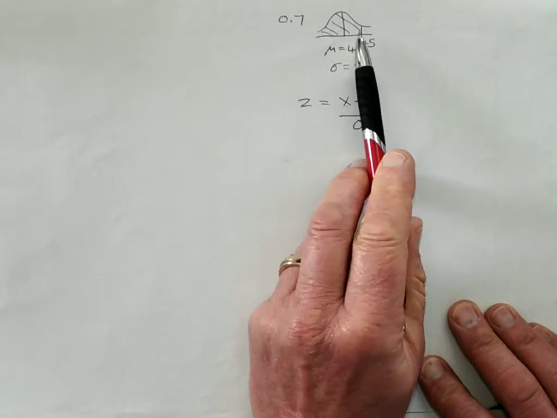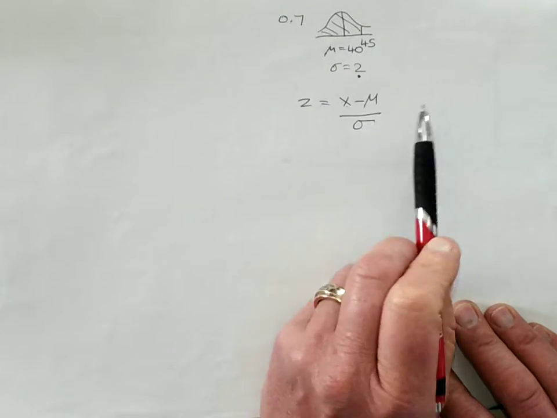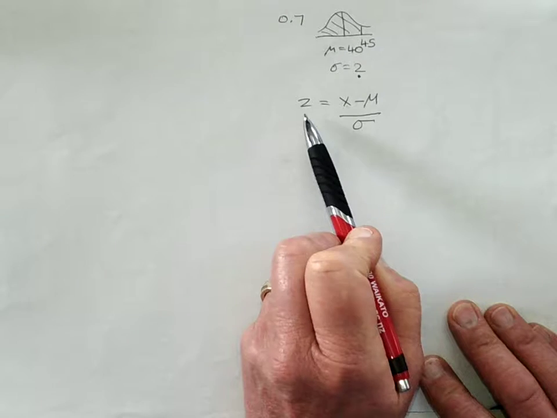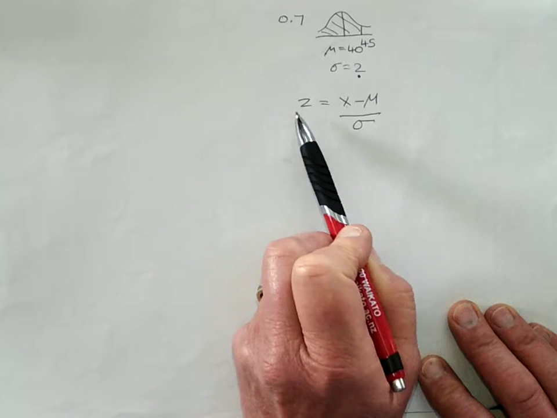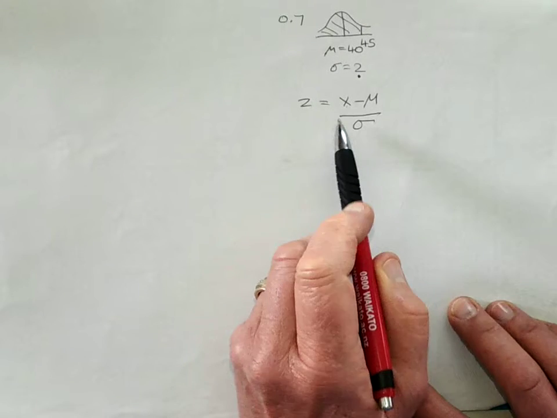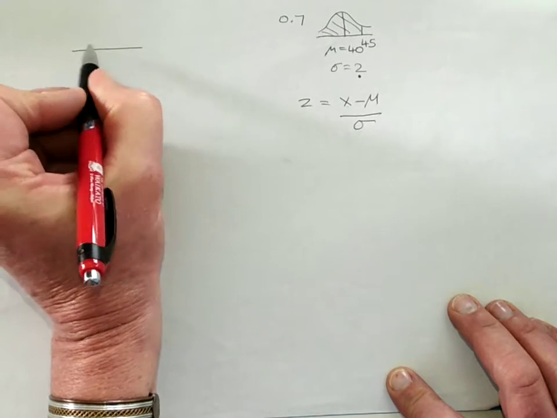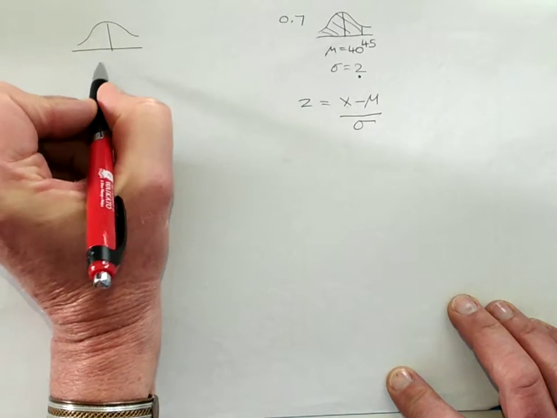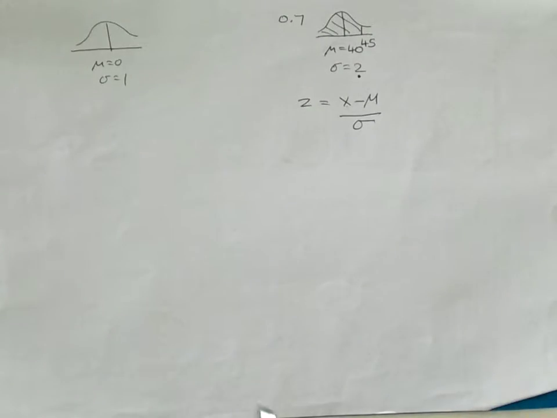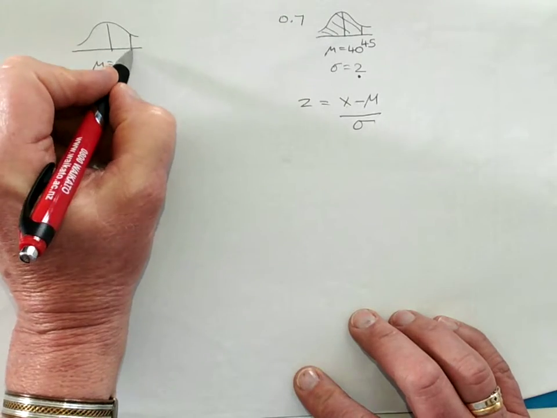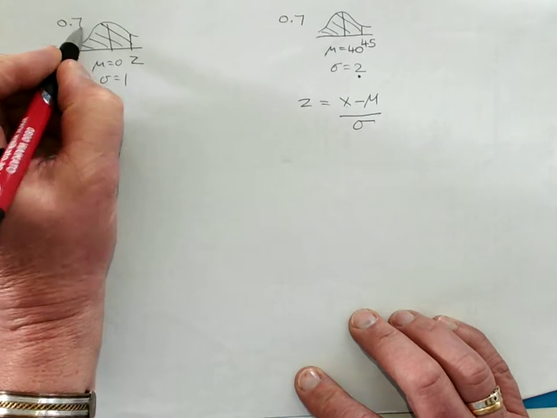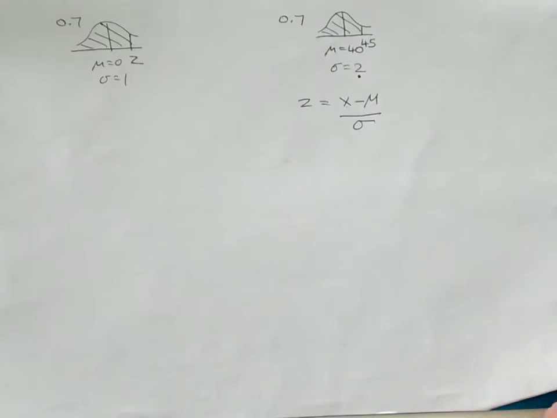We know x, that's our cutoff. We know the mean, which is 40. We don't know the standard deviation, we're trying to find that. And therefore, if we have Z, we can substitute into this formula and find the missing value for the standard deviation. So the Z value is the normalized value if we have a mean of 0 and a standard deviation of 1. So what we're looking at now is, what is this cutoff point such that 0.7 or 70% of the values are below it.